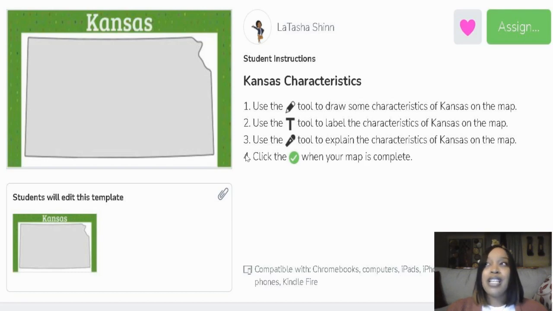So then I would think about some of the other things that described Kansas. We talked about prairies and grasslands, so I might draw lots of grass. We talked about sunflowers and wheat, so those are some other things that I might draw on the map. So think about those characteristics and draw them on the map of Kansas so that way everyone will know what you learned about Kansas.